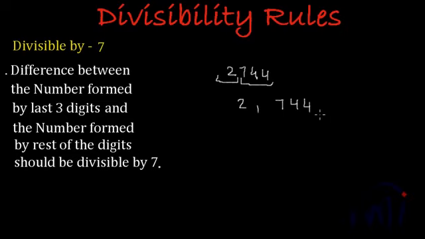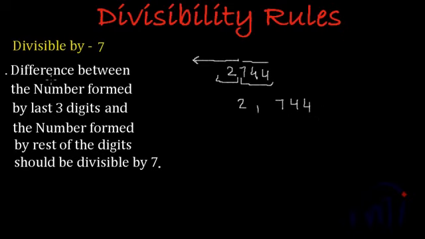744 is the number formed by the last 3 digits and 2 is the number formed by the rest of the digits, right? After the last 3 digits, even if you have numbers in millions or billions, they will be considered in the rest of the digits, right? So we have got two numbers. First is 2 and then we have 744, right?